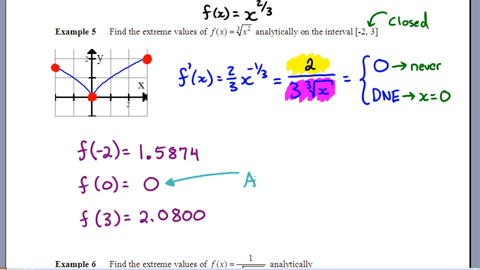So that's going to be the absolute, or sometimes called global minimum for that story. And 2.0800, that's bigger than the other numbers in this list. So that is my global or absolute maximum. Now, this spot at -2, 1.58, as I mentioned a minute ago, it technically is a local maximum. It's just not the global maximum.